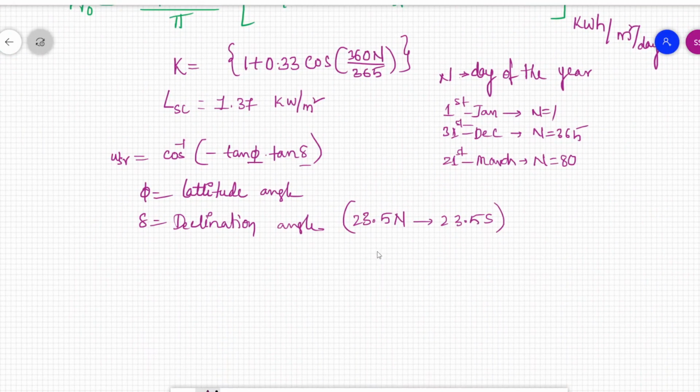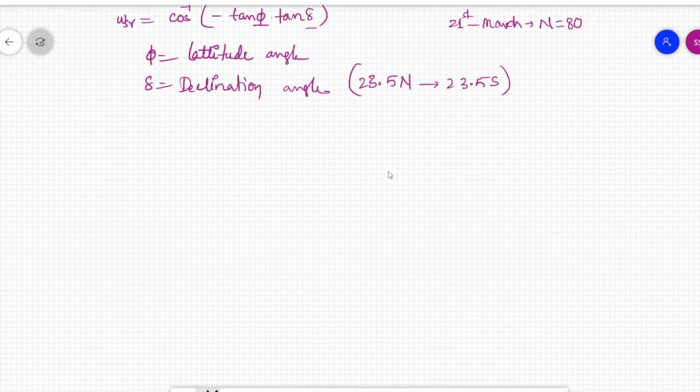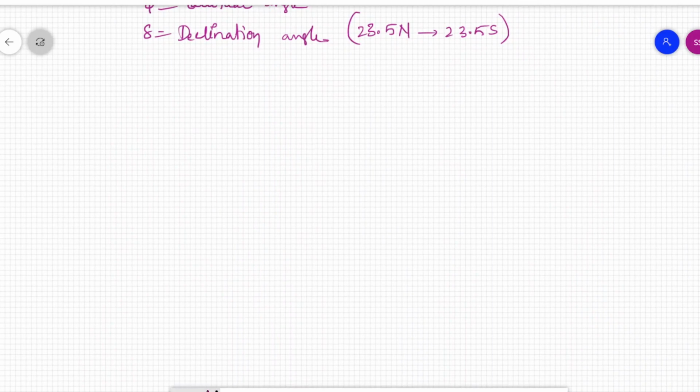Now let us try to solve few problems using these formulas. The first one I am going to consider is to find H naught on the equator on 21st of March.